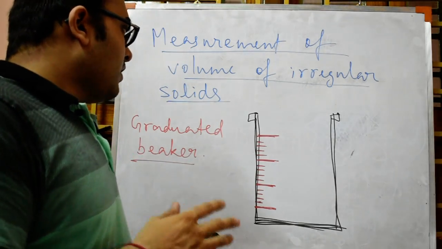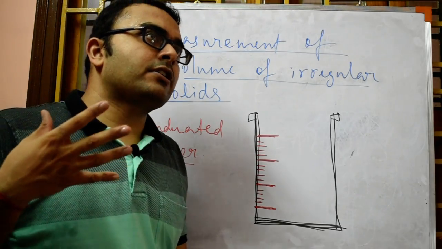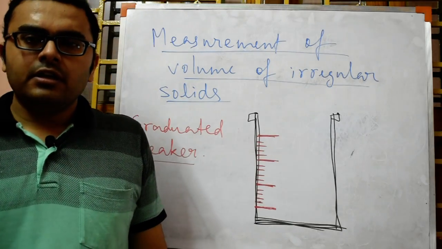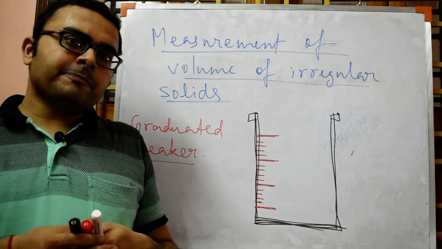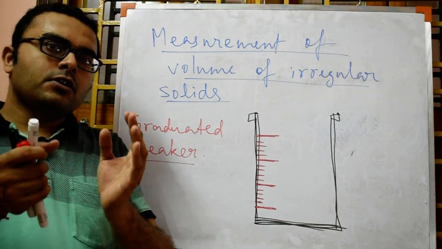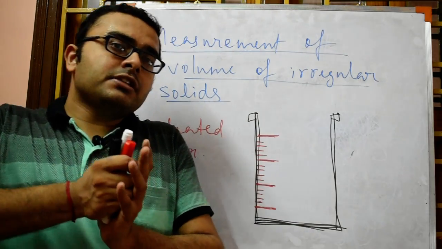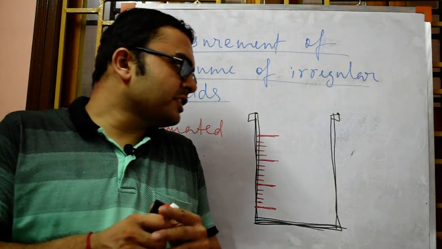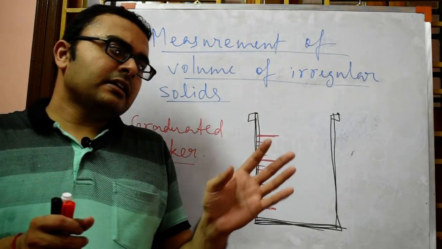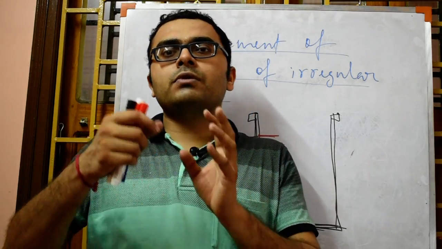Now, in most cases, in order to determine the volume of some irregular substance, we generally take water. We have to take a liquid which does not react with the substance whose volume you want to determine. I repeat once again, what should be the choice of your liquid? The liquid should be such that it does not react with the substance whose volume you want to measure.